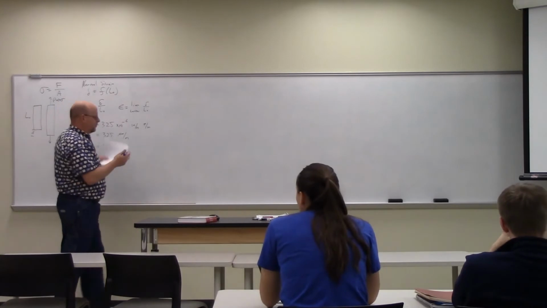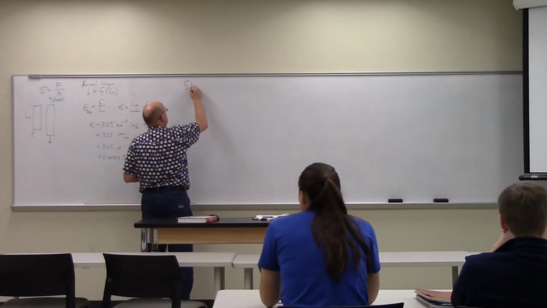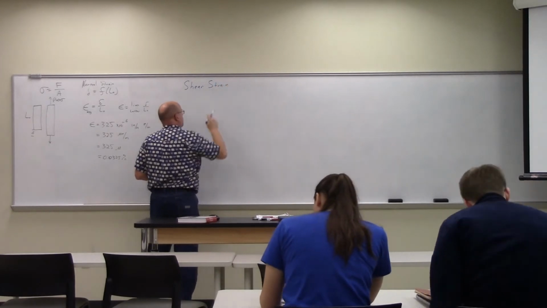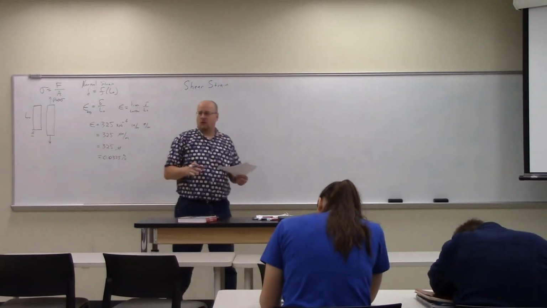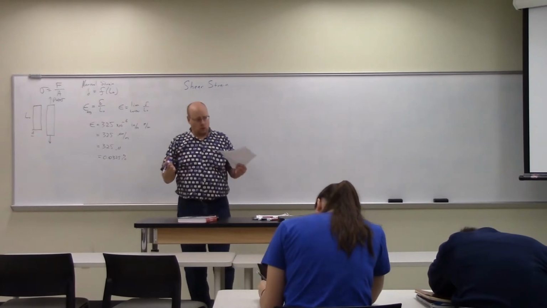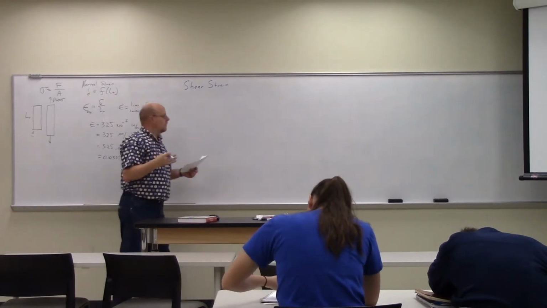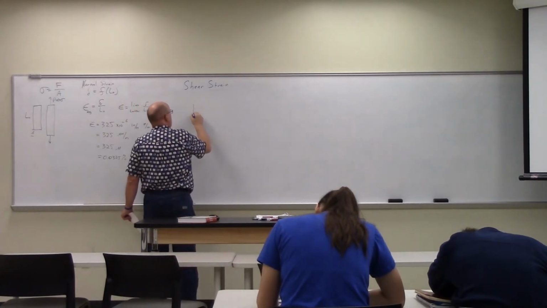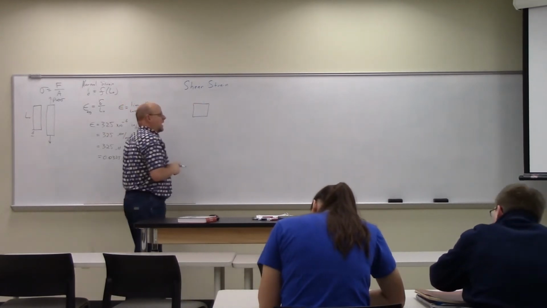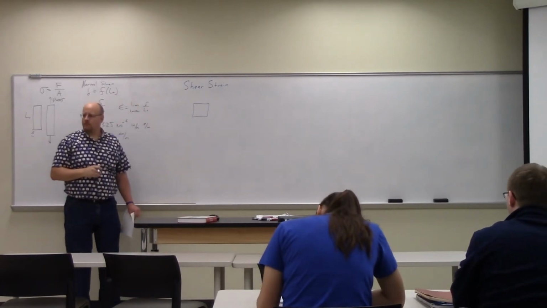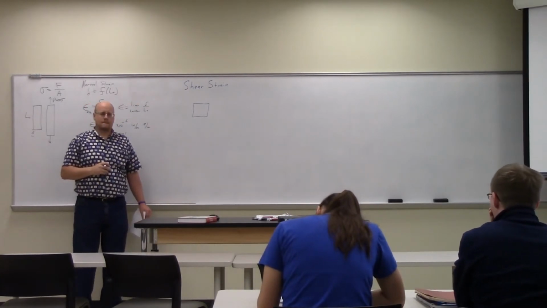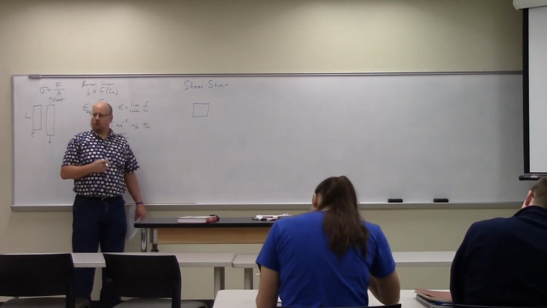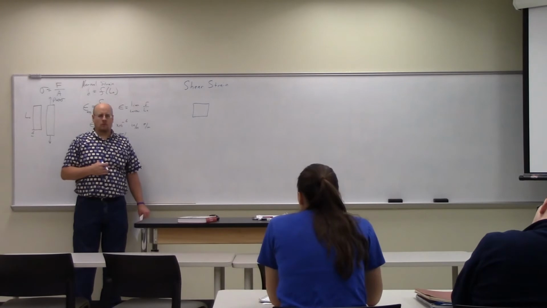All right, so that's normal strain. Then we have shear strain. Shear strain is a response to shear stress, just like normal strain is a response to normal stress. So if I have the same block or some other block, how do I apply shear stress to it? Let's say I wanted to apply a shear stress in the horizontal direction to that chunk. What would it look like?